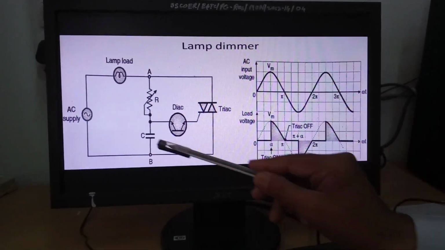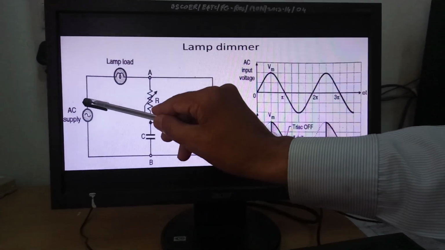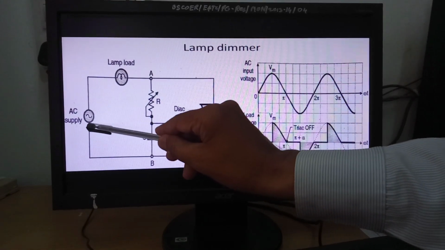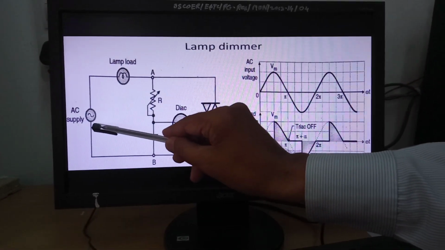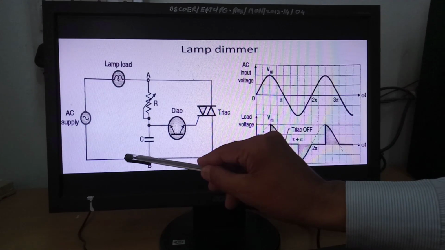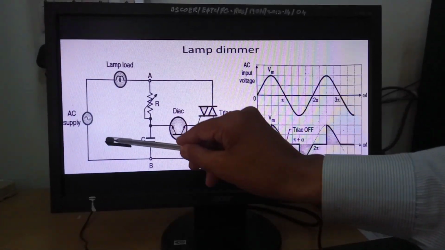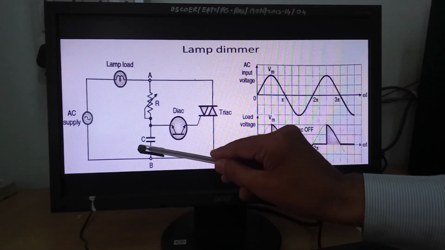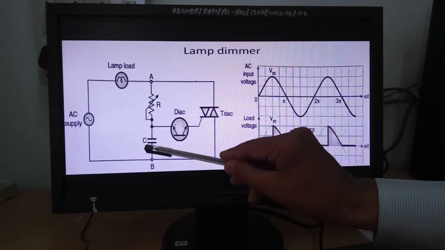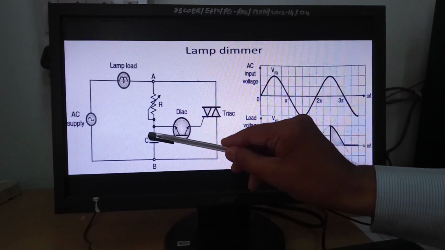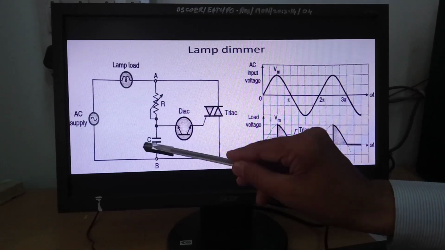During the negative half cycle, this phase will become negative and neutral will become positive. So current will flow by this path, a minor current will flow through this path, and this capacitor will be charged with positive to the lower plate and negative to the upper plate.